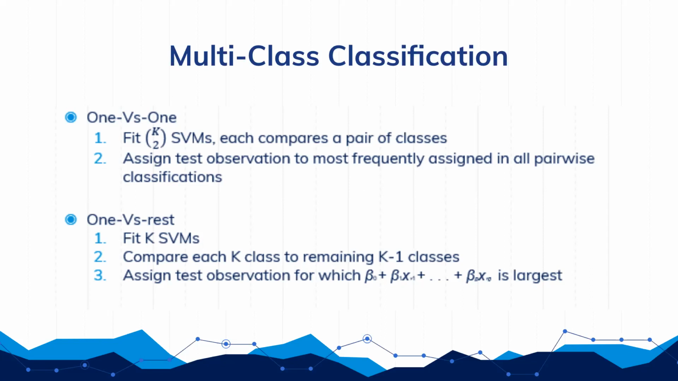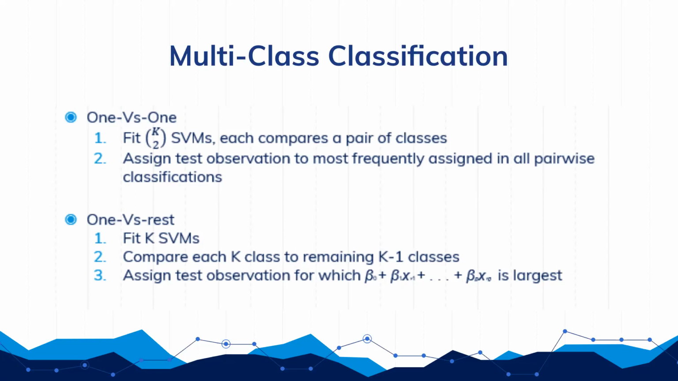So it's not just, okay, so all the theory is about two classes and all of a sudden I'm using this for multi-class classification. So that's what this slide is about. You can either use one versus one or one versus rest. One versus one, as you might guess from the name, you're just comparing SVMs that do binary classification for each pair of classes, and then at the end you just assign the observation to the class it was most frequently assigned.